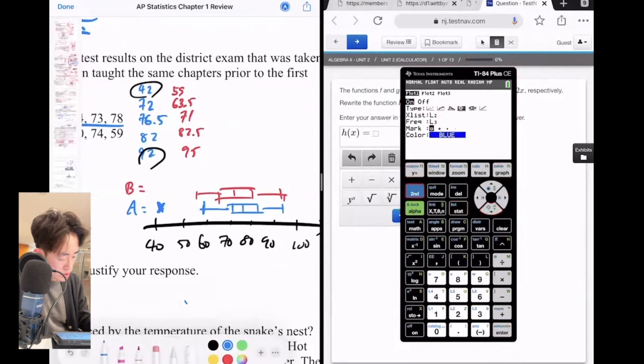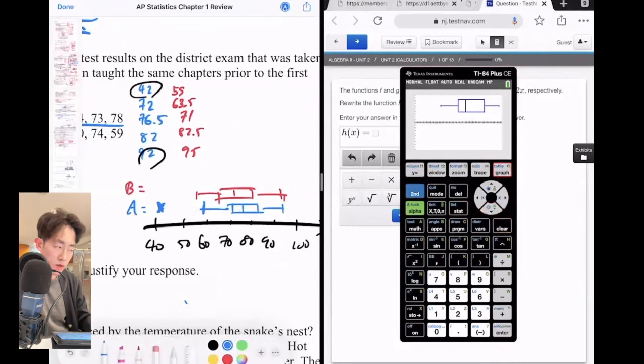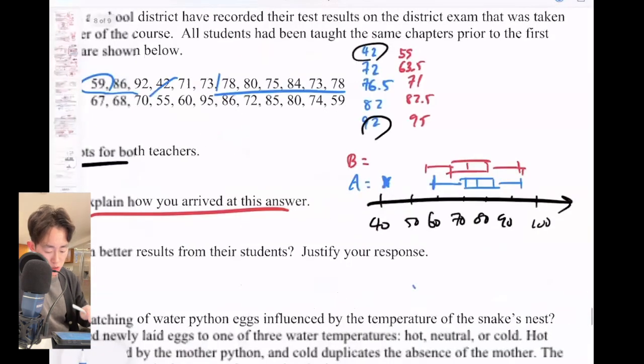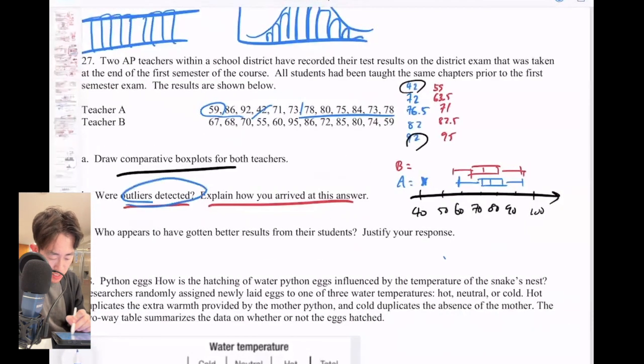Actually, that should be list 3, and then we're going to clear this. Okay, there we go. So we don't really have an outlier for the teacher B section. So we're all good with that. So what outliers were detected?